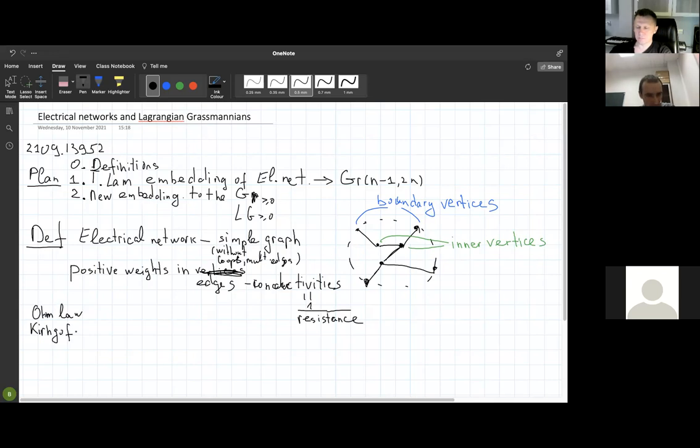I'm sorry, I'm not sure how to write this name, but Ohm's law means that the current times resistance is a voltage, and Kirchhoff's law means that the sum of input current in each vertex is equal to the output current, so the sum of currents in each vertex is equal to zero. Okay, so we don't need this physical meaning today. What we need today is a simple graph with boundary, with some subset of vertices called boundary vertices, and positive weights assigned to its edges.